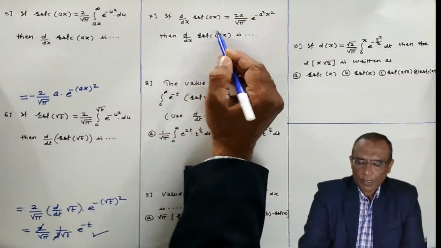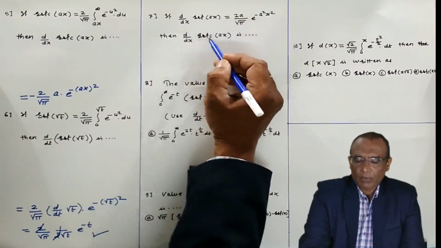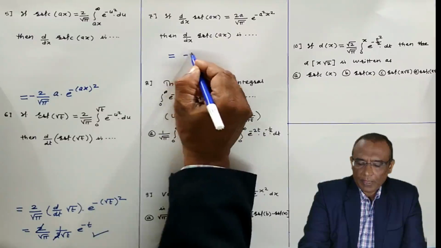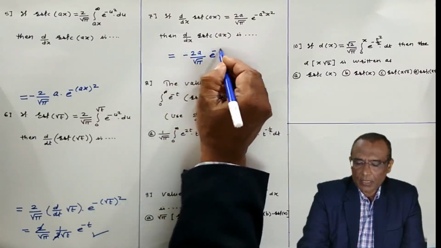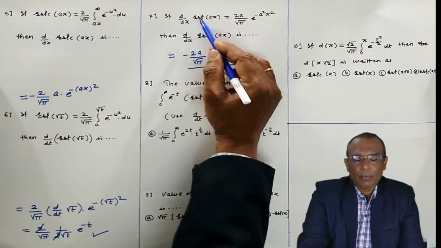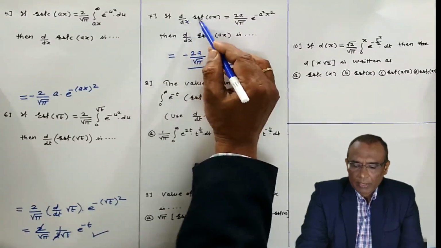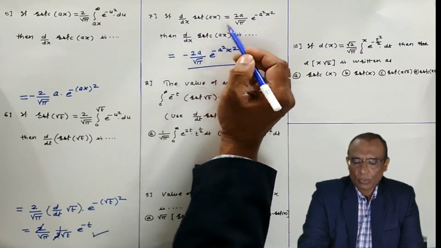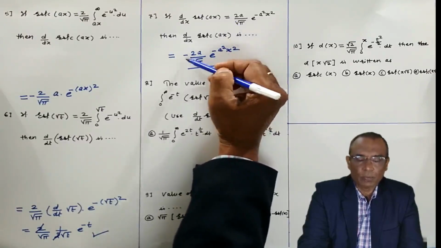Now here the derivative of error function of ax is given, and the derivative of complement of error function is asked. So what to do? For the derivative of the complement, just change the sign. Once again, the derivative of error function of ax is given, and I want the derivative of complement of error function of ax. In this case, what to do? Change the sign. Here we have plus, write down minus. If minus is there, write down plus in this way.